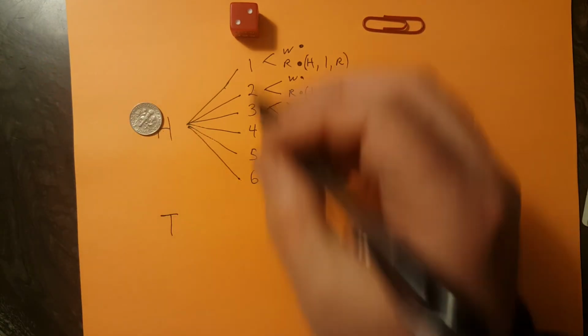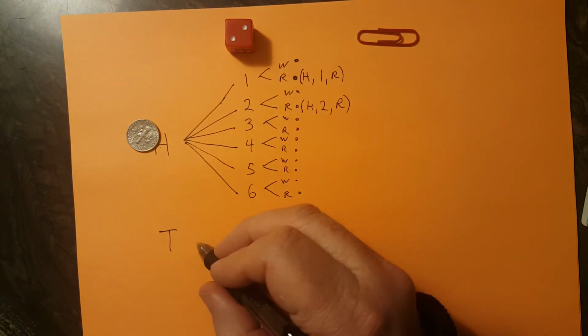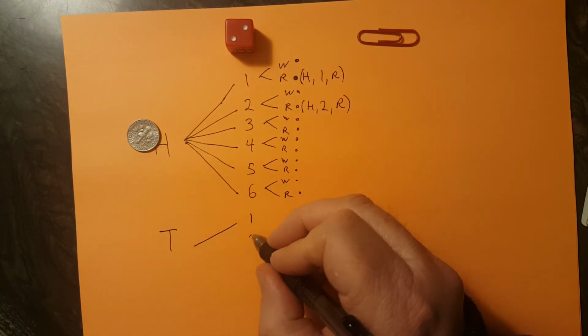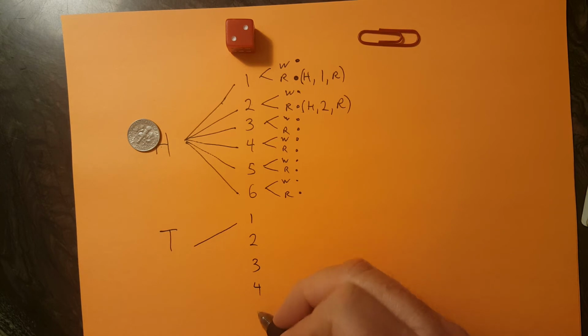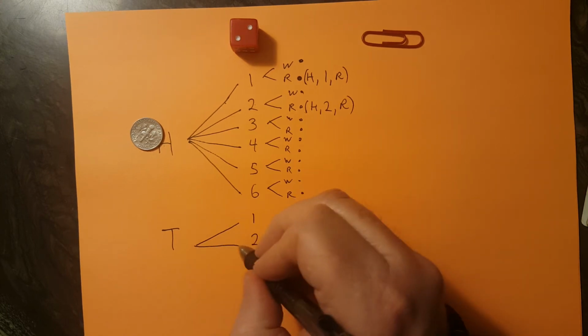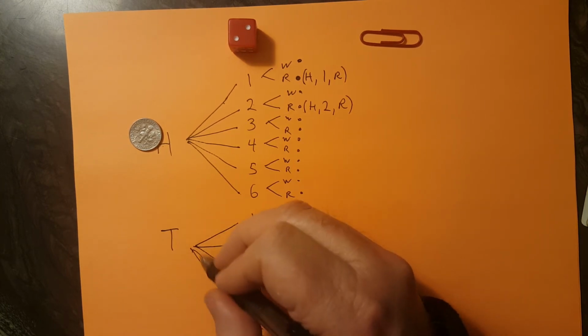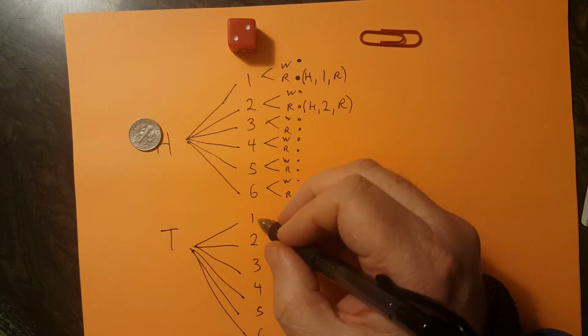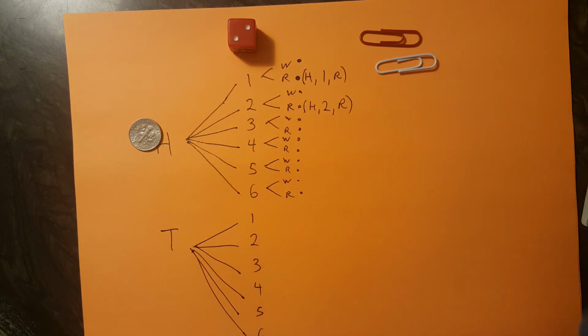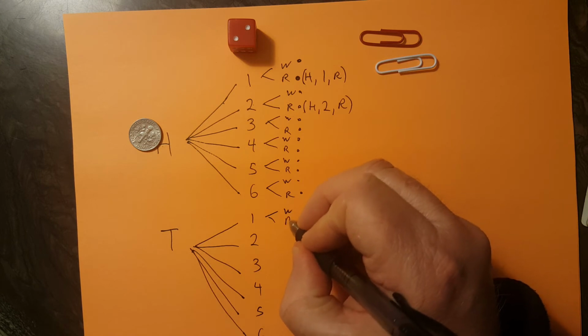If it comes up tails, when I roll the die, they're independent, so I still could have come up with a 1, 2, 3, 4, 5, or 6. After I did that, I'd still have to draw one of the paper clips. I could get white or red.